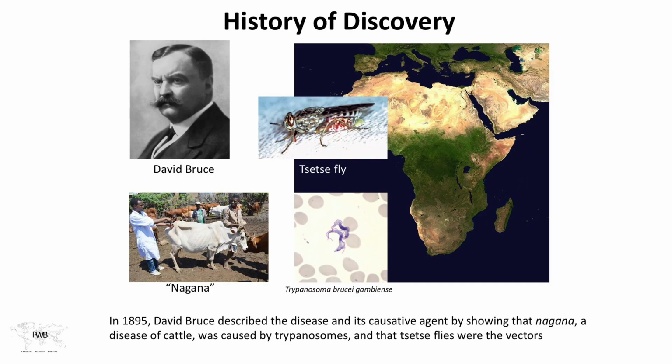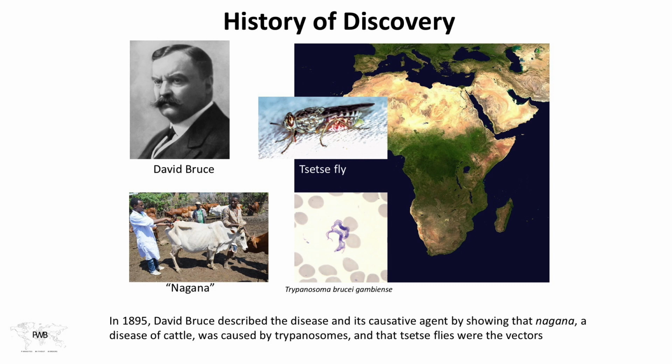So Bruce, of course, asked, what is the cause of Nagana? And in doing his work, he discovered not only the causative agent for Nagana, which now bears his name, Trypanosoma brucei, but he also discovered that it was transmitted from cow to cow by a biting fly, which locally was known as a tsetse fly.